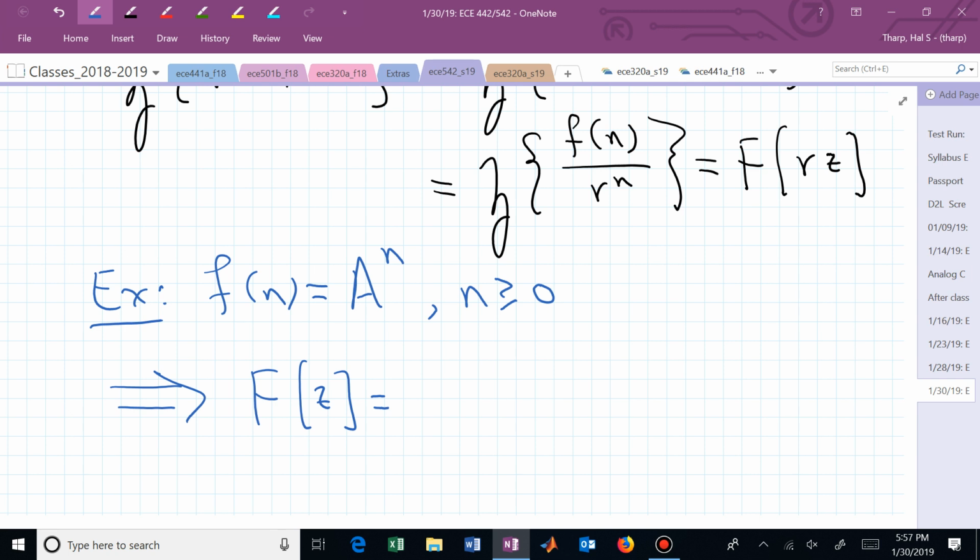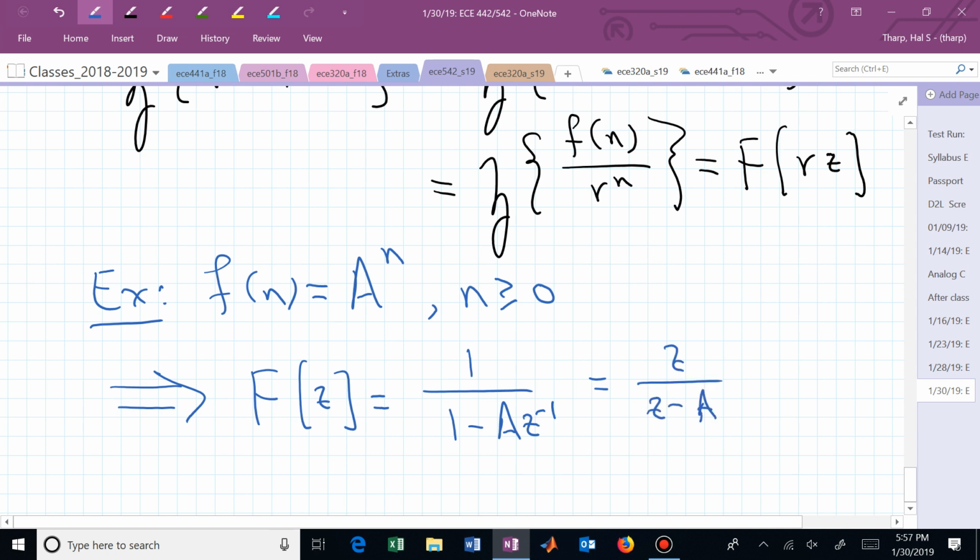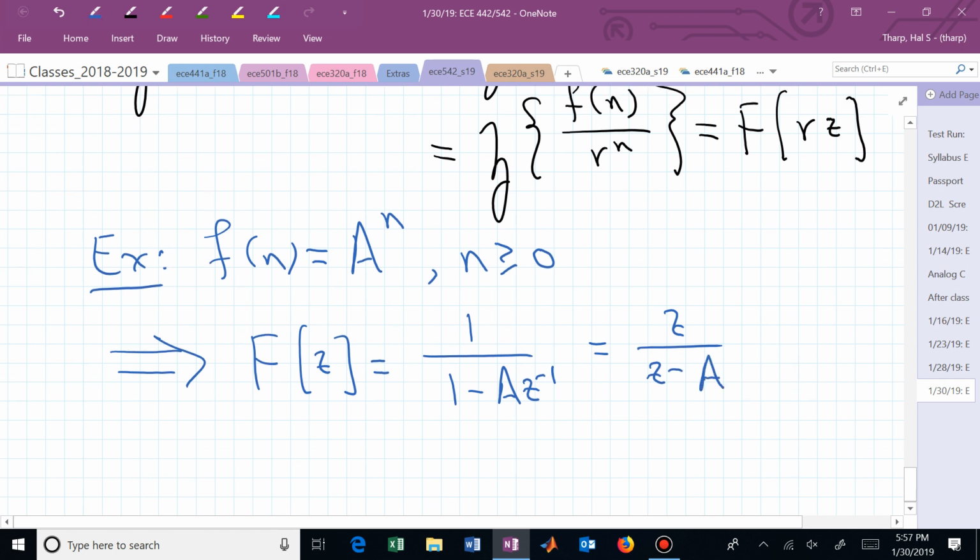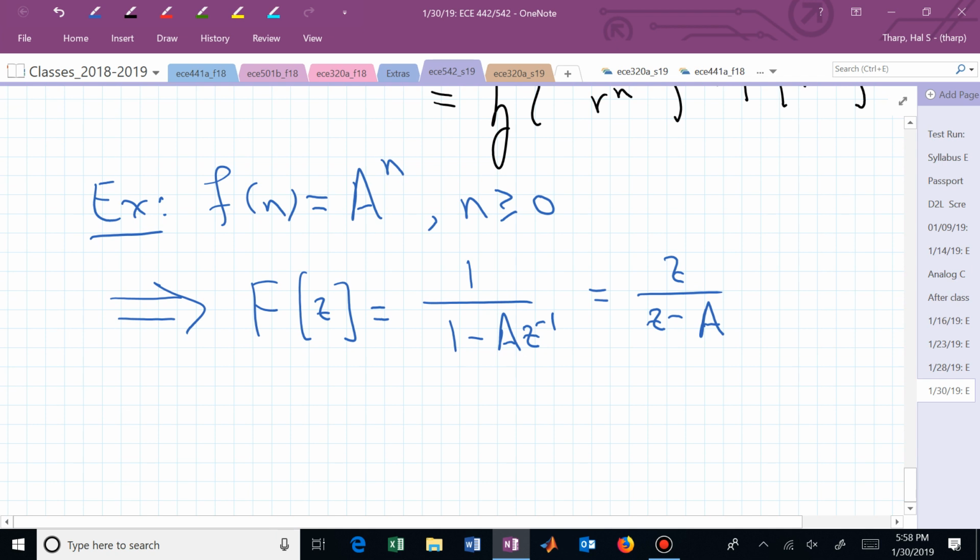This a, if it's less than 1, this is a decaying exponential. This would be 1/2, 1/4, 1/8, etc. as n moves through time. Well, that's now 1 over 1 minus a z to the minus 1, or if we multiply through by 1, where 1 is z over z, we might say, oh, the Z-transform of that decaying exponential, if a is less than 1, is z over z minus a. So there's our given f of z, capital F of z.